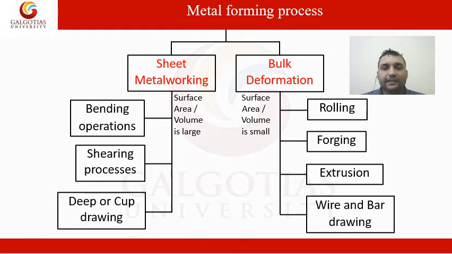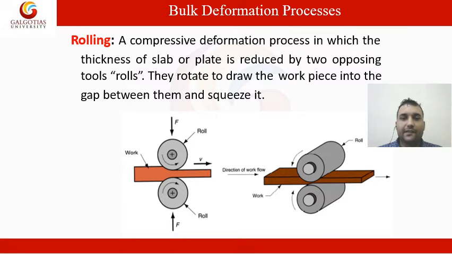Continuing from the last line, as we discussed sheet metal working and bulk deformation. In sheet metal working, as we know, the surface area to volume ratio is large. So bending operations, shearing processes, and deep or cup drawing are examples of sheet metal working. And for bulk deformation, as the surface area to volume ratio is small, rolling, forging, extrusion, and wire and tube drawing are examples of bulk deformation. So the first classification of bulk deformation process is the rolling process.